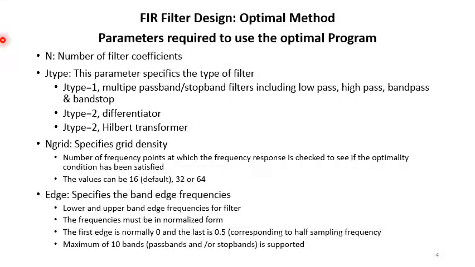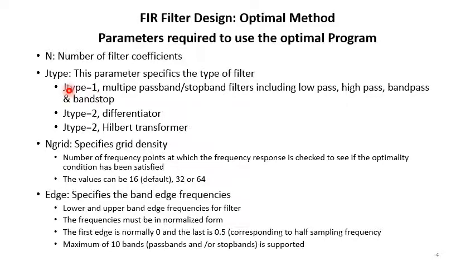Then we talk about the parameters that are used for the optimal program. So the parameters for this one are the number of filter coefficients. First we must calculate the number of filter coefficients, then we want to find the type of the filter. Basically, the J-type parameter specifies the type of the filter. So the possible values for the J-type are 1.